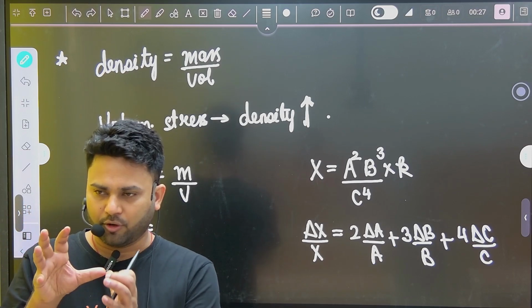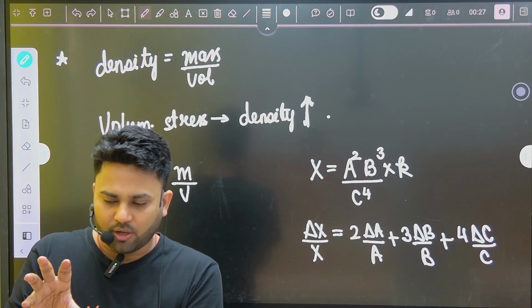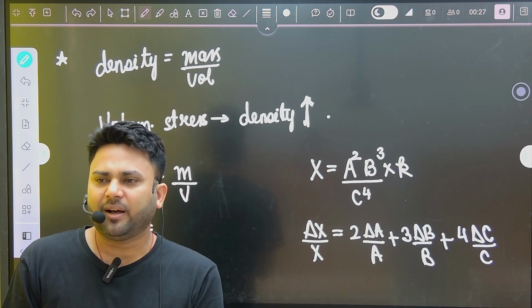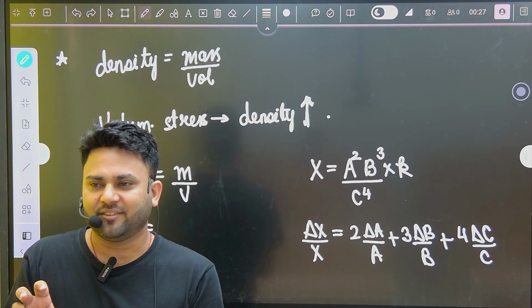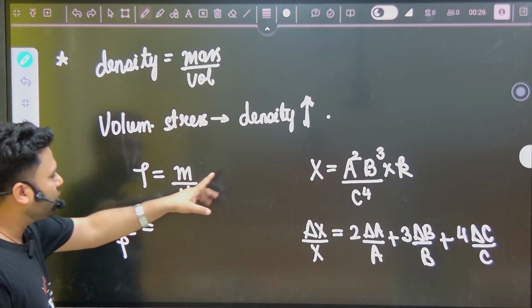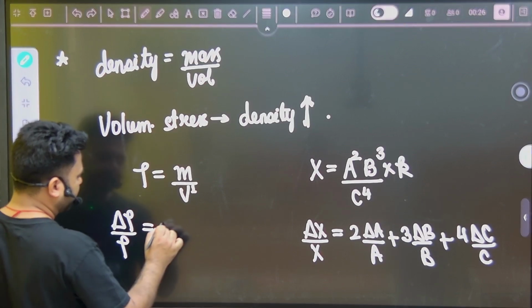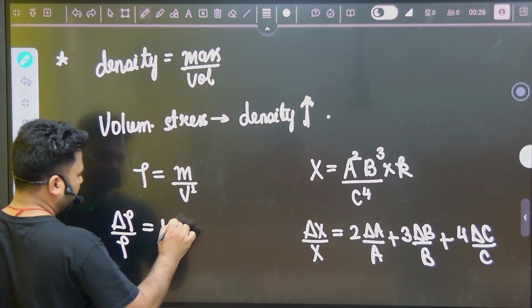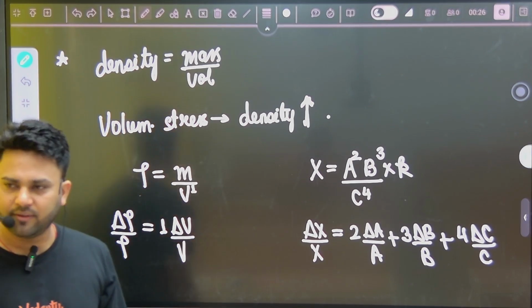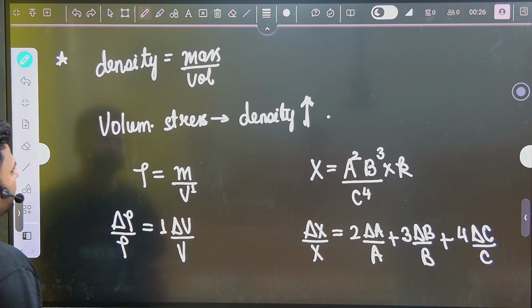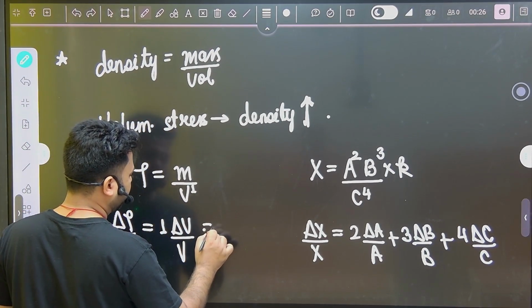Suppose there is a football inside a fluid. The fluid is exerting pressure, so the ball size will become less. But the mass will never go. So mass is constant, volume is decreasing. Constant things we don't touch. Volume is to the power 1, so we write 1 times delta V by V. The 1 you can remove also, so you can write delta V by V.